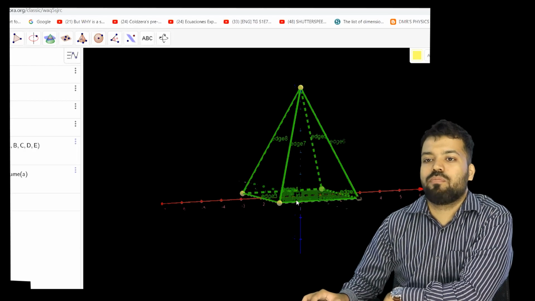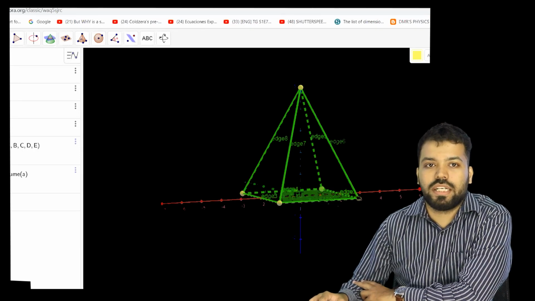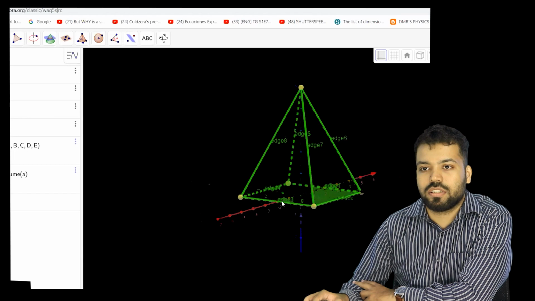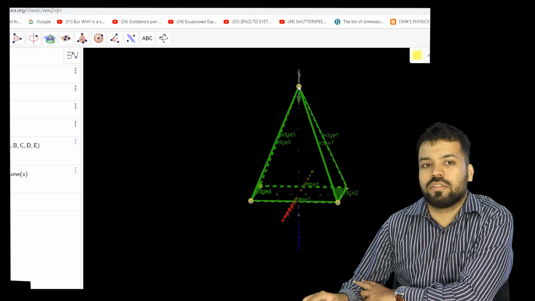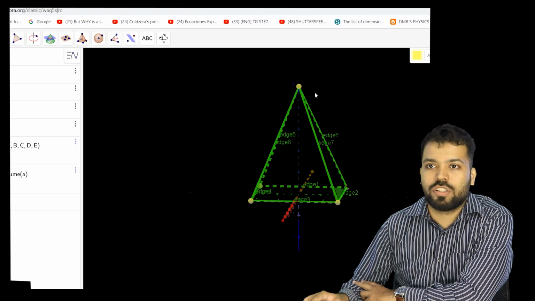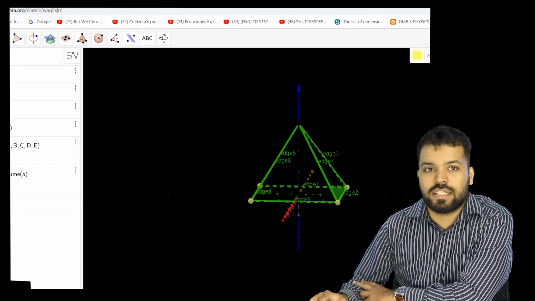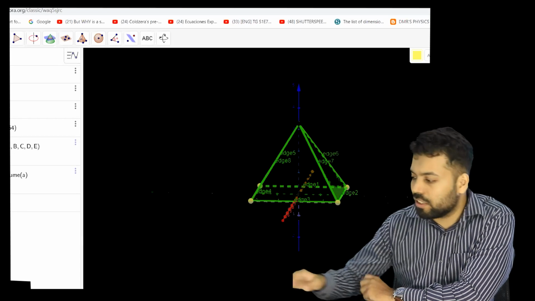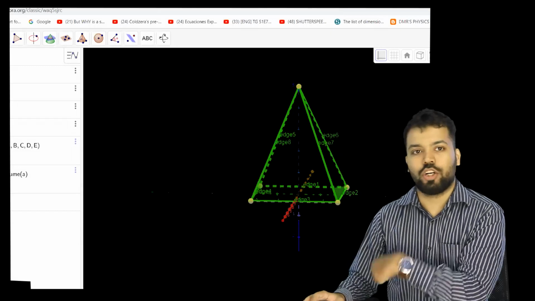Anyway, so this is my pyramid. Now I'll rotate this like this, and I'll move this vertex. First of all, let's see whether the formula here is valid or not. First, I'll decrease the height of the pyramid. As I keep on decreasing the height, the volume is getting decreased here. So whatever function I have written for the volume is absolutely correct. I'll revert the height back to 5.